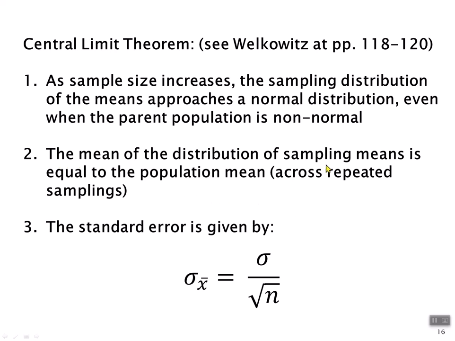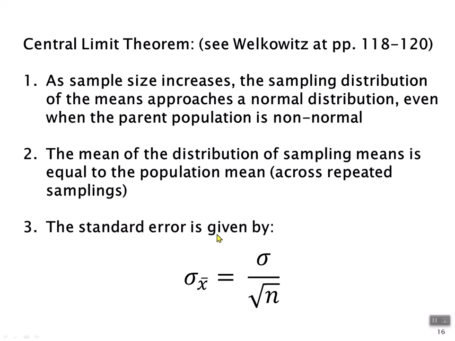The mean of the distribution of sampling means is equal to the population mean across repeated samplings. Also, I'll explain what that means in a minute. That is to say, if you repeatedly sample and take the mean of those means, you'll eventually get the population mean.